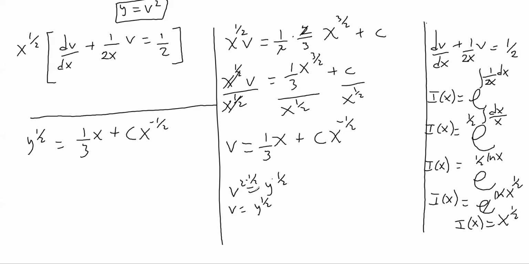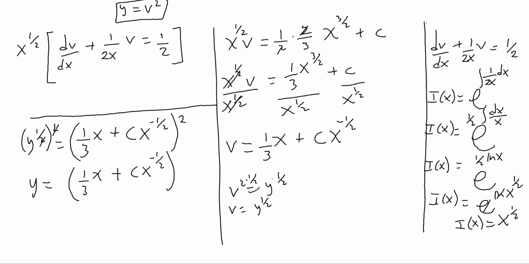In this case, we don't have an initial value. So in order to get rid of this, I can multiply it by 2, so this and this can cancel out. So y will be equal to 1/3 x plus c x raised to the negative 1 over 2, all squared. And this becomes our solution.